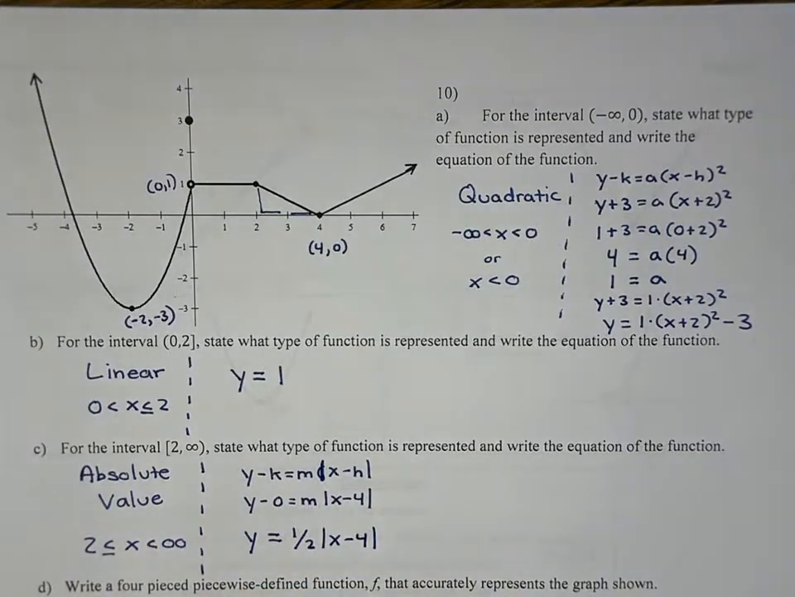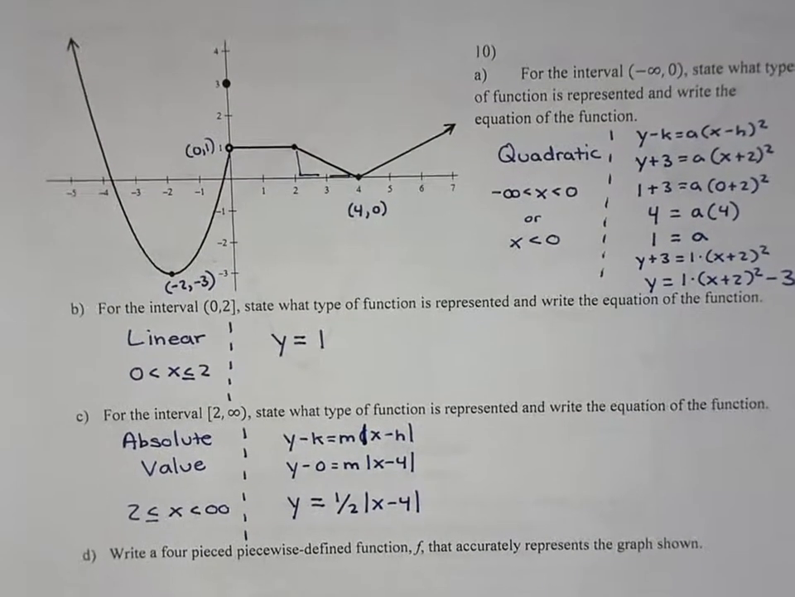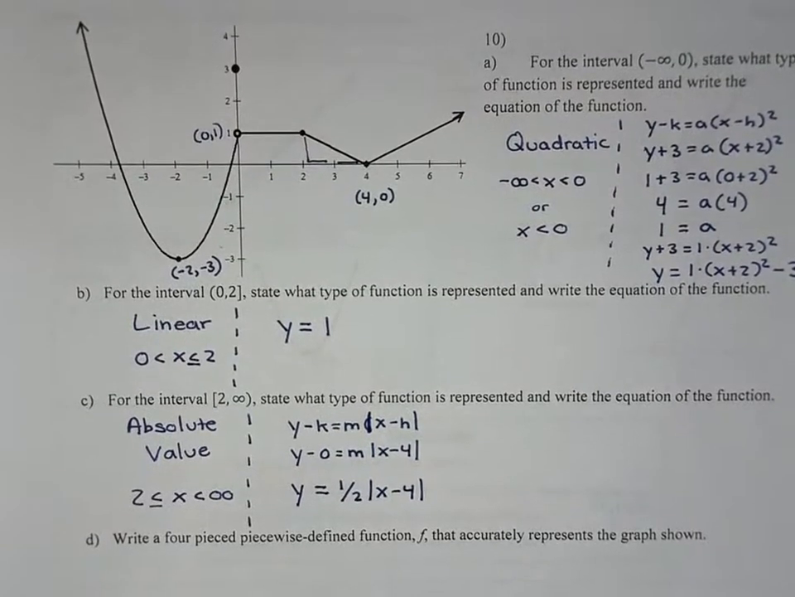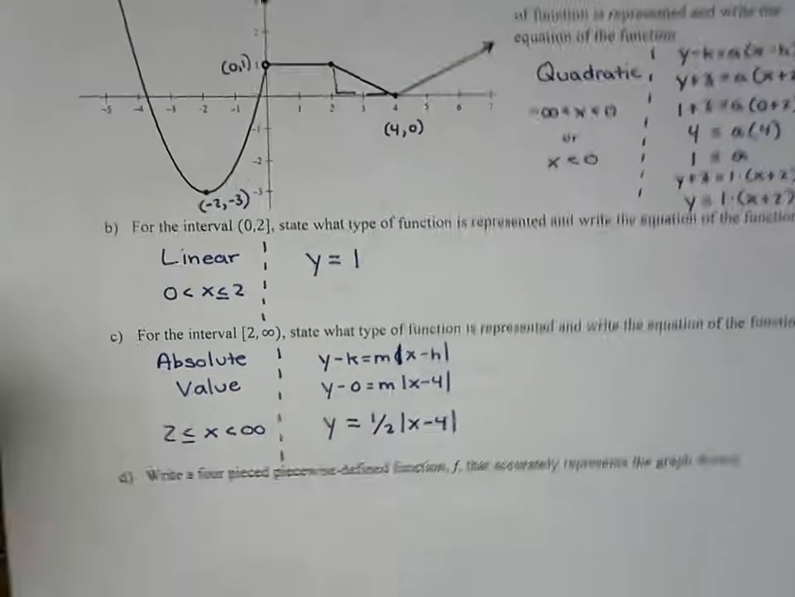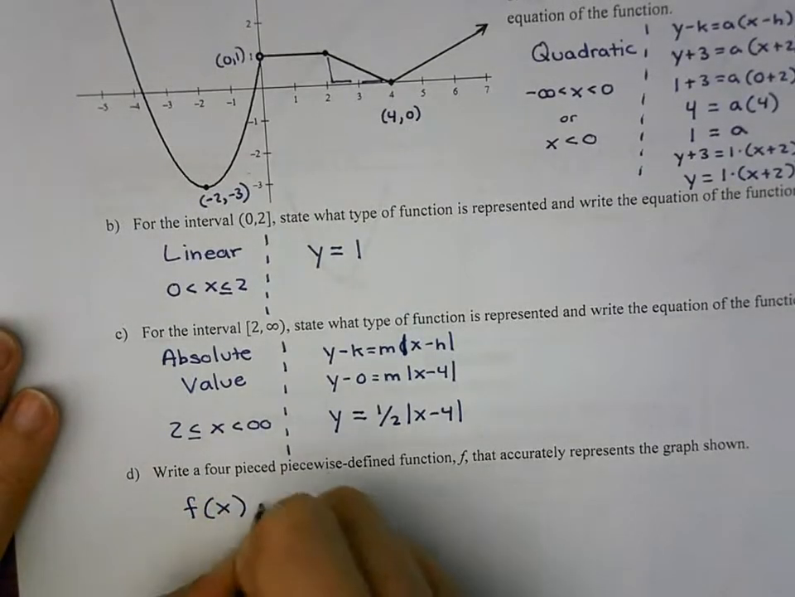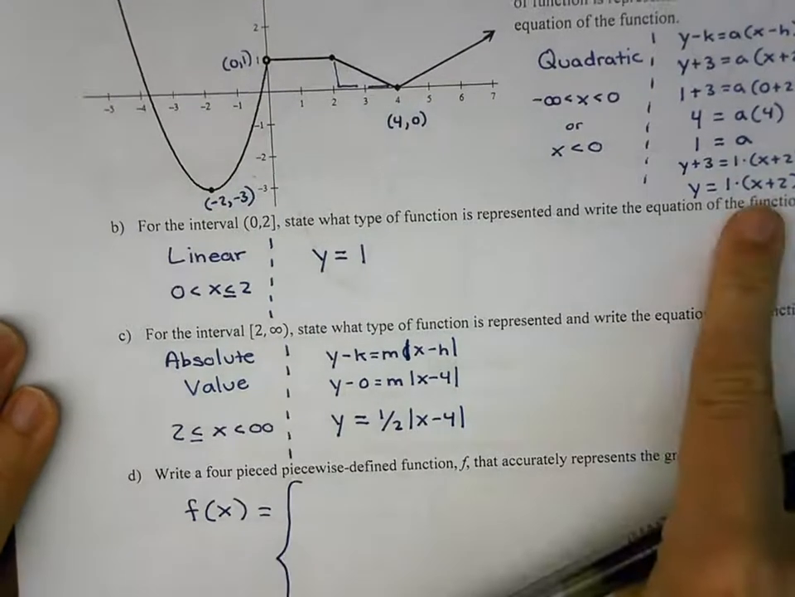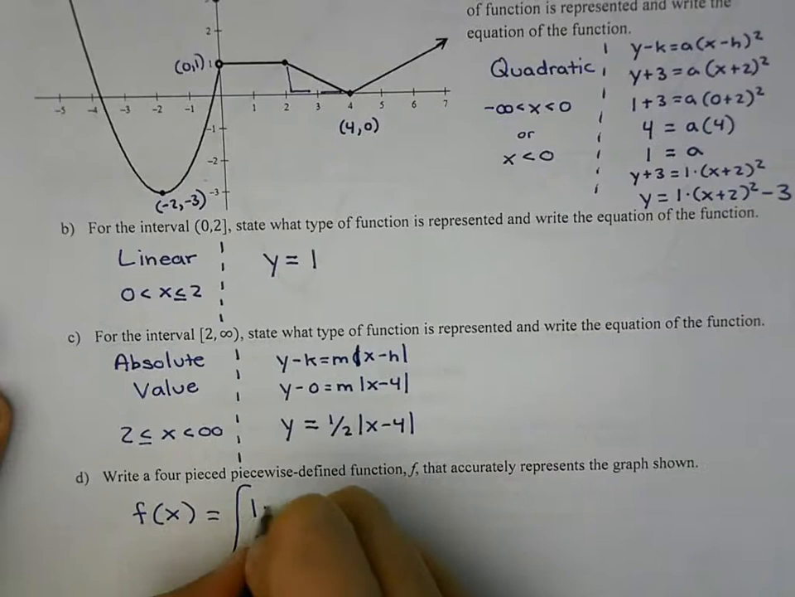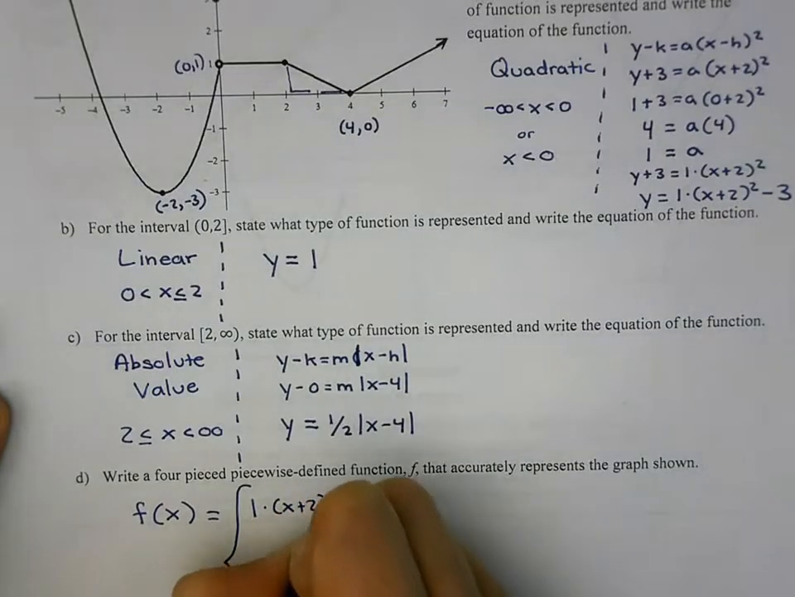So we've got our 3 equations here. We get to part D, and wait just a minute. It says write a 4-pieced, piecewise defined function. And you might initially go, what? I've got my quadratic, right? I can write that one: 1 times x plus 2 quantity squared minus 3 with its restricted domain.